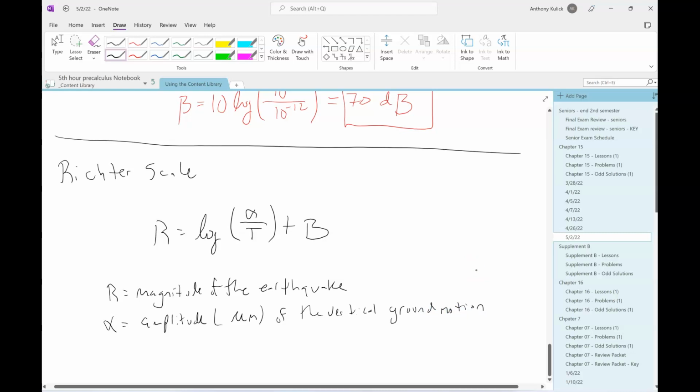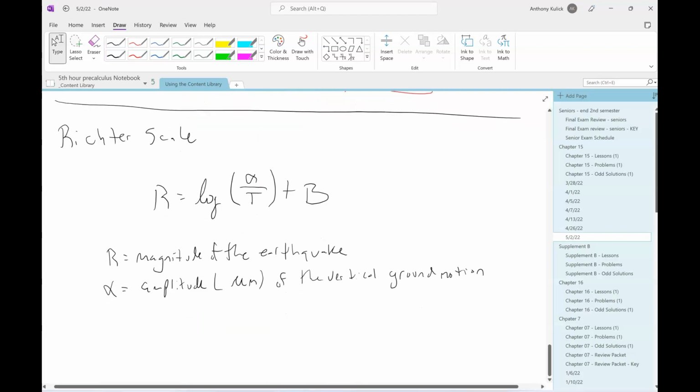When we talk about the amplitude, we're talking about the vertical ground motion. When you have an earthquake, the ground is moving up and down, so it's like a sine wave. The amplitude is how much displacement you had from the normal ground level, up and down, right? Everybody can kind of envision that in their heads.